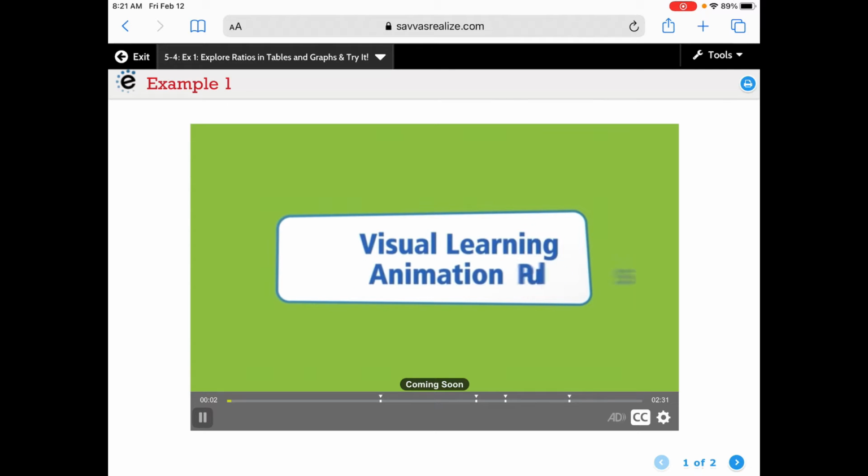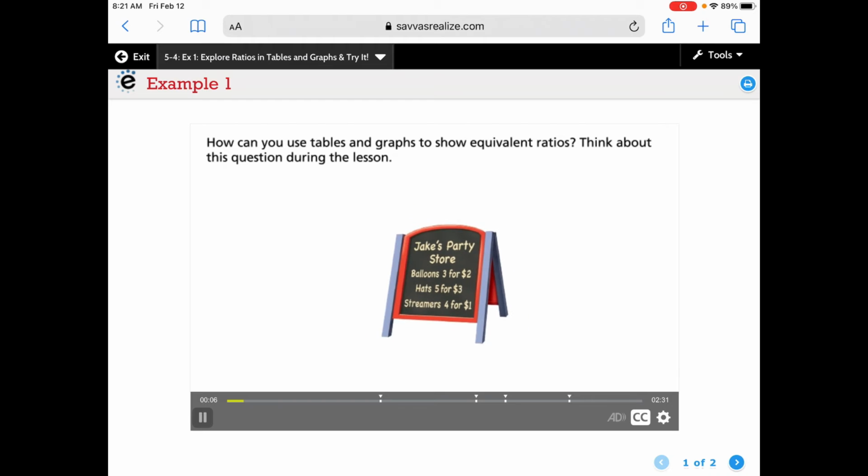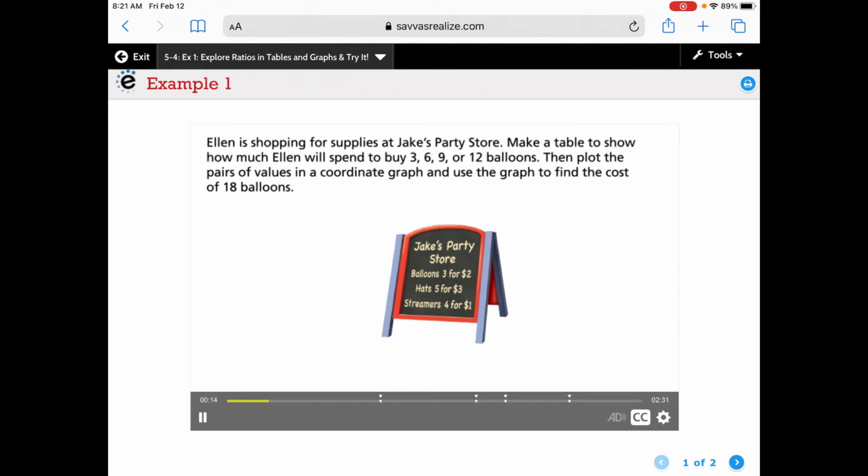All right, everyone, turn over to page 286 to follow along. How can you use tables and graphs to show equivalent ratios? Think about the question during the lesson. Ellen is shopping for supplies at Jake's party store. We'll make a table to show how much Ellen will spend to buy 3, 6, 9, or 12 balloons. Then we'll plot the values in a coordinate graph and use the graph to find the cost of 18 balloons.